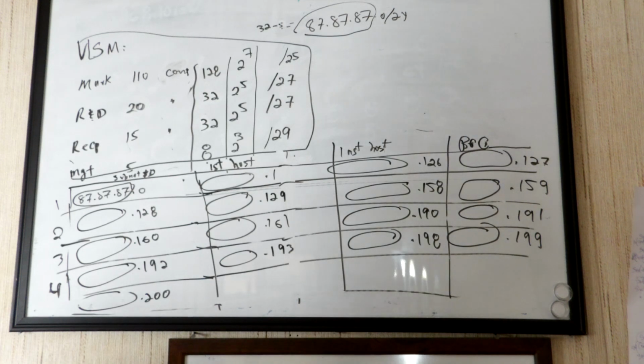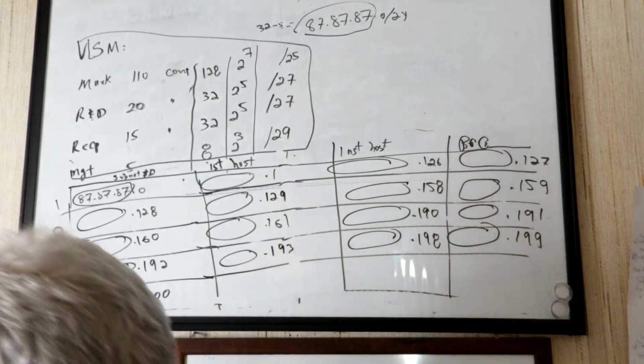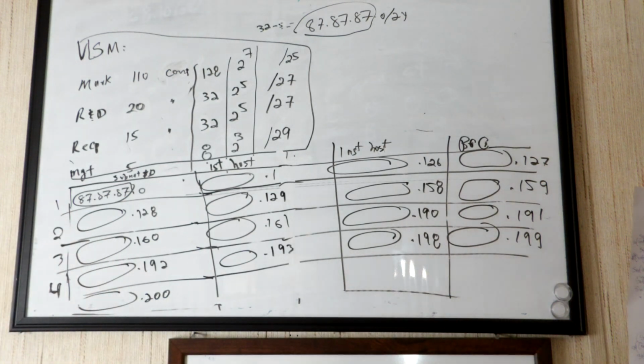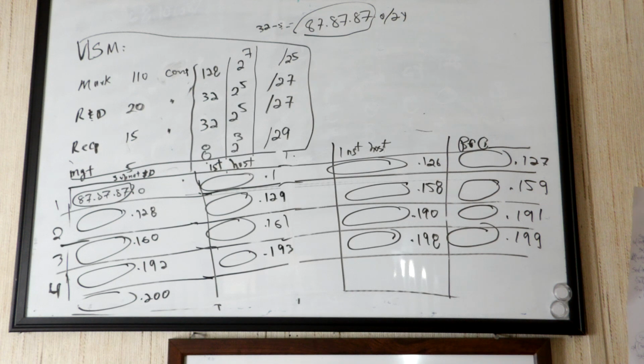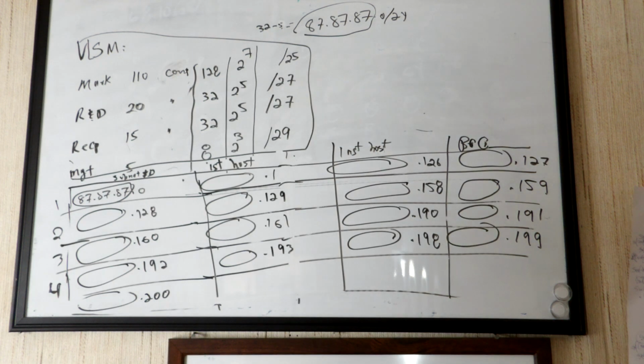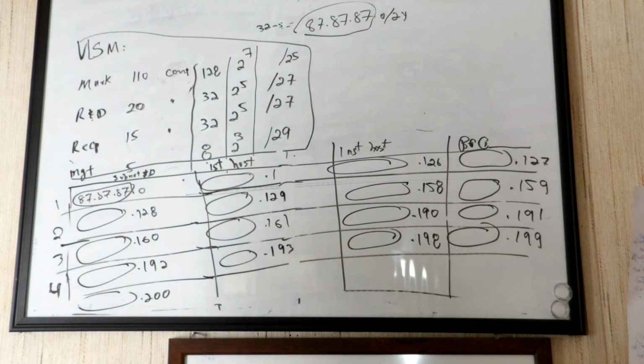So if they ask you to do VLSM, variable length subnet mask, if there are, you know, many companies that have so many computers and those have different departments and all this, you know. So let's solve another example.